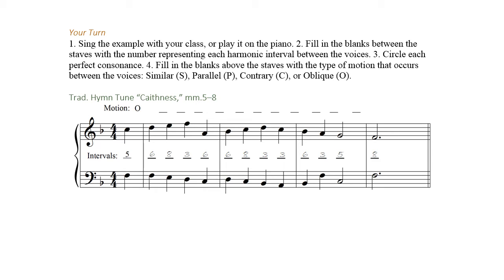Having completed steps 1 through 3, we now explore the motion between the two voices. In step 4, we label each instance of voice movement as similar, parallel, contrary, or oblique. First, look for 2 of the same interval in a row. We have a pair of sixths crossing from bar 1 to bar 2, and a pair of thirds in bar 3. When we move from an interval to the same interval, we have parallel motion, so we mark these spots with the letter P above the staff.